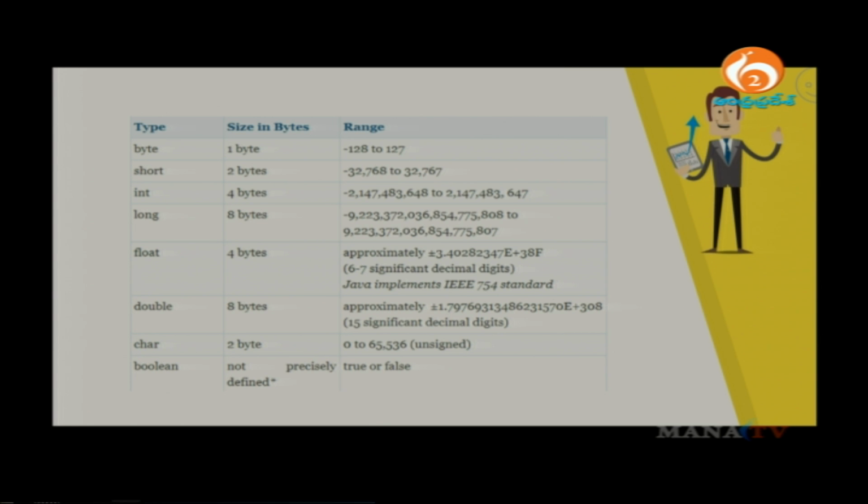Byte takes 1 byte of memory, short takes 2 bytes, integer takes 4 bytes, long takes 8 bytes, float takes 4 bytes, double takes 8 bytes, character takes 2 bytes, and boolean is not defined, it just represents true and false. Please quickly complete this and the ranges also.